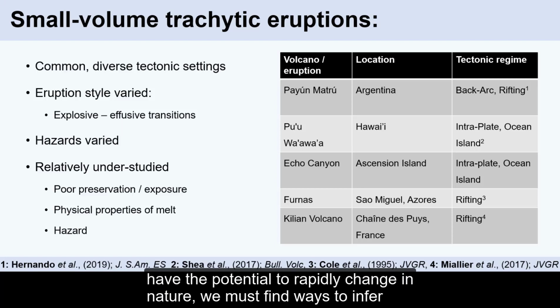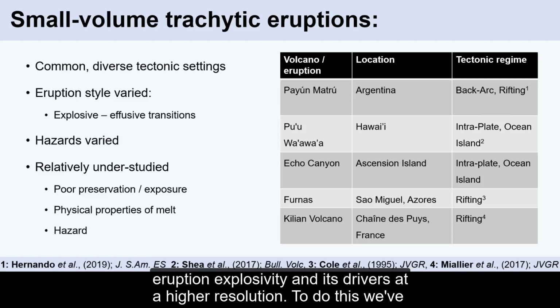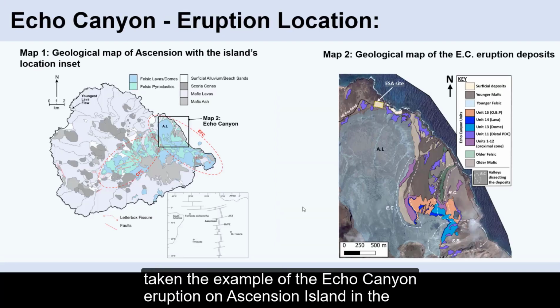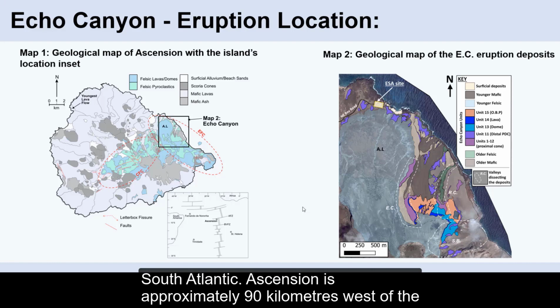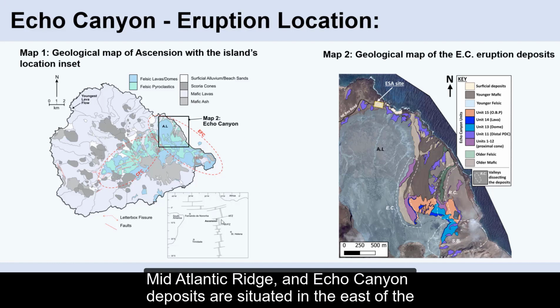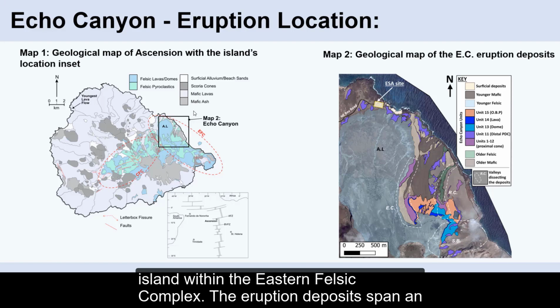As these eruptions have the potential to rapidly change in nature, we must find ways to infer eruption explosivity and its drivers at a higher resolution. To do this, we've taken the example of the Echo Canyon eruption on Ascension Island in the South Atlantic. Ascension is approximately 19 kilometres west of the Mid-Atlantic Ridge, and the Echo Canyon deposits are situated in the east of the island within the Eastern Felsic Complex.